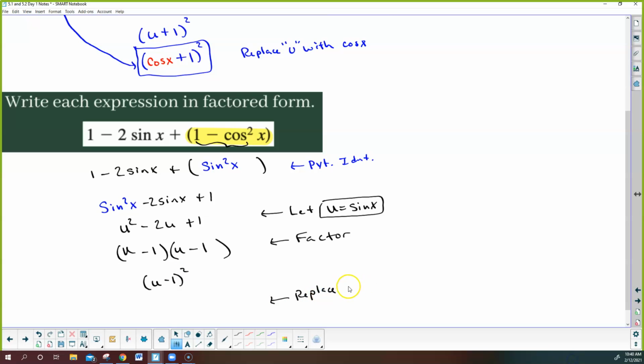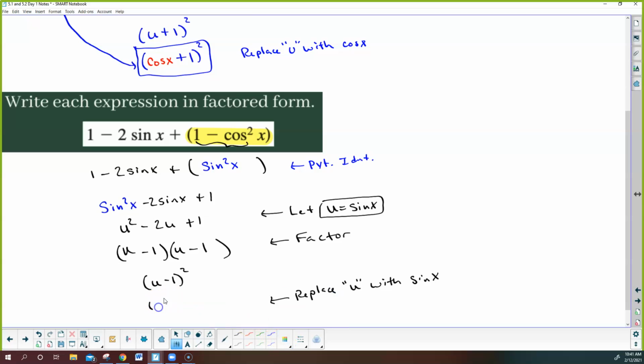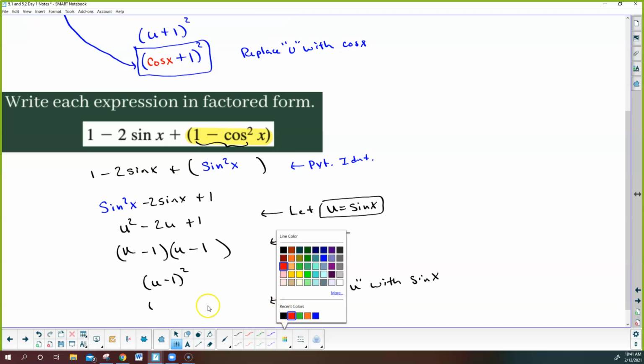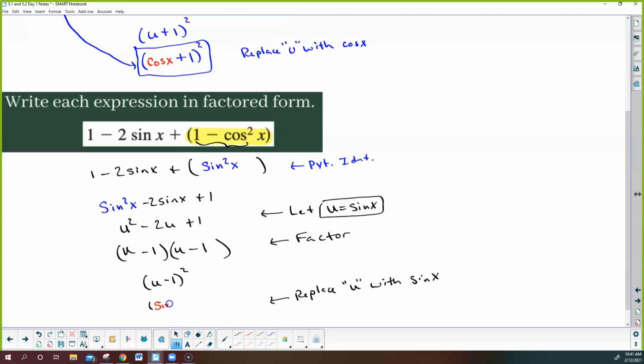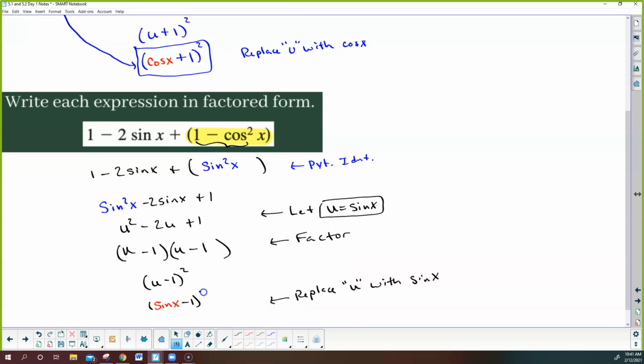And the last step is replace u with what we said it was equal to. In this case, it is sine. So I want that in red. And there you go.